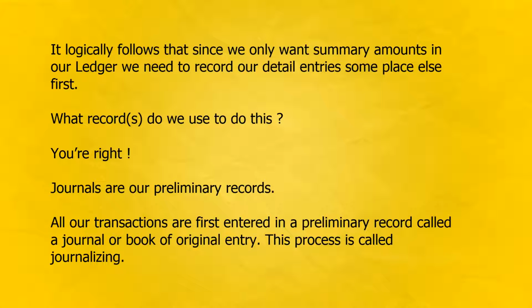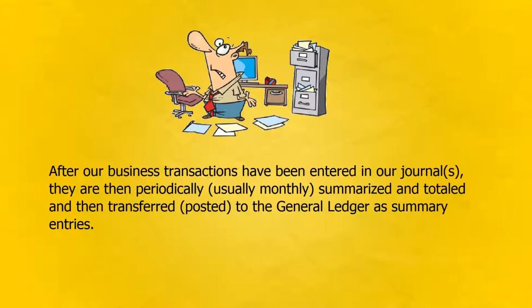What records do we use to do this? You're right. Journals are our preliminary records. All our transactions are first entered in a preliminary record called a journal or book of original entry. This process is called journalizing. After our business transactions have been entered in our journals, they are then periodically, usually monthly, summarized and totaled and then transferred, posted, to the general ledger as summary entries.